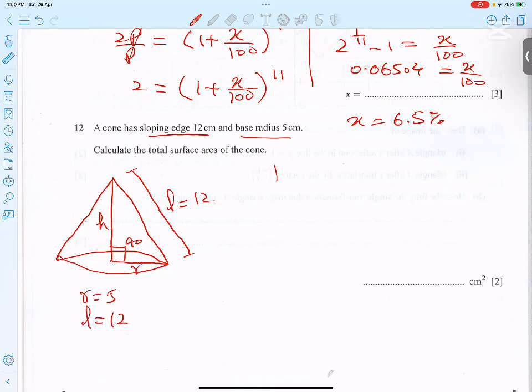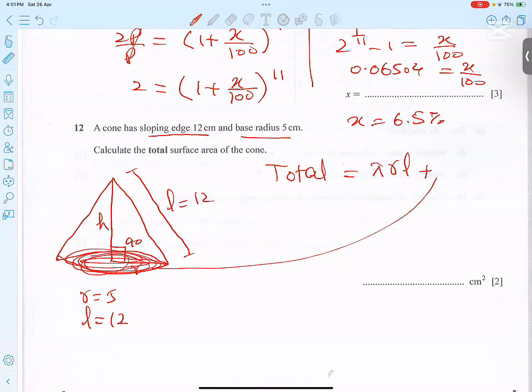And total surface area, he made "total" bold. Can you see, students, the bold color? Bold means total. Some students think it is only the curved area, but that is not at all right. It is pi r l plus the bottom circle area, and the circle is pi r square, and the rest is just the formula.